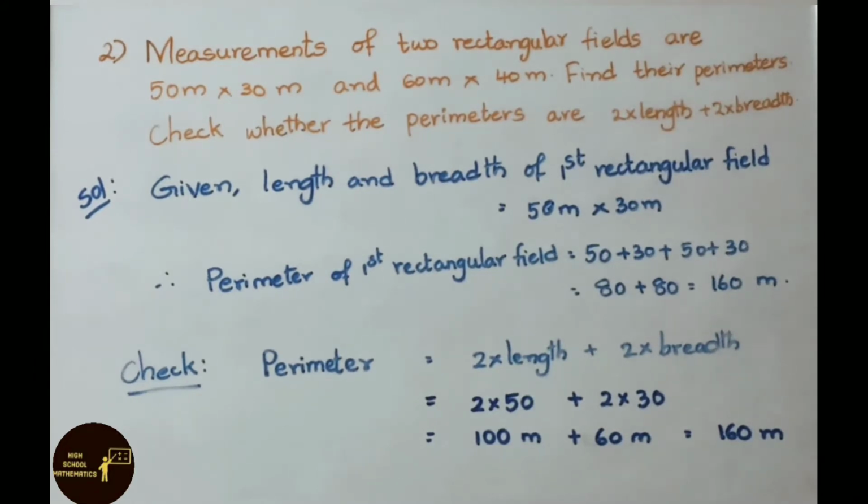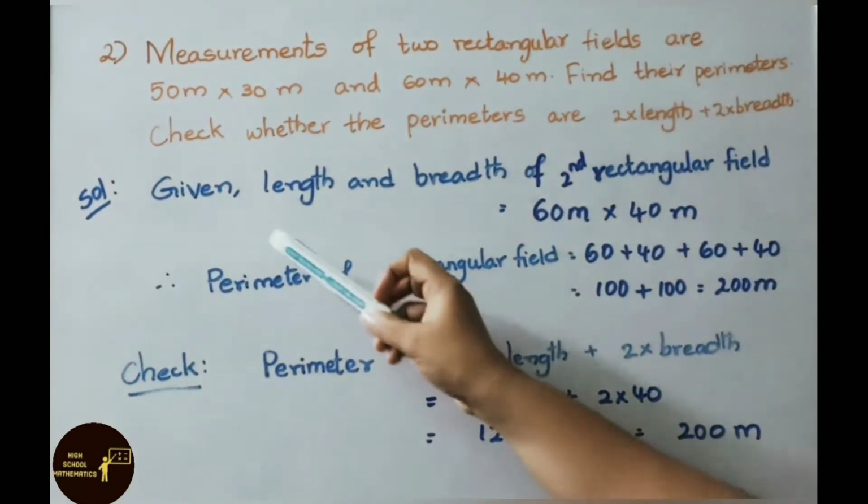Now let us check perimeter is equal to 2 into length plus 2 into breadth. 2 into 50 plus breadth is 30. So 2 into 30. 2 50s are 100 meters. 2 30s are 60 meters. 100 plus 60, that equals to 160 meters. Therefore, perimeter is equal to 2 into length plus 2 into breadth. Hence it is verified.